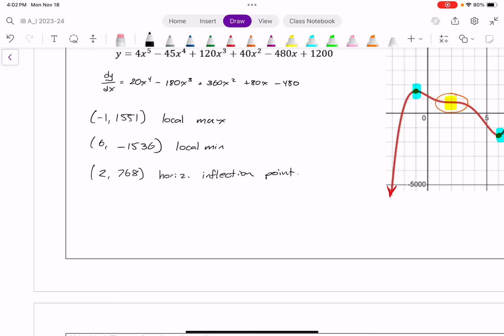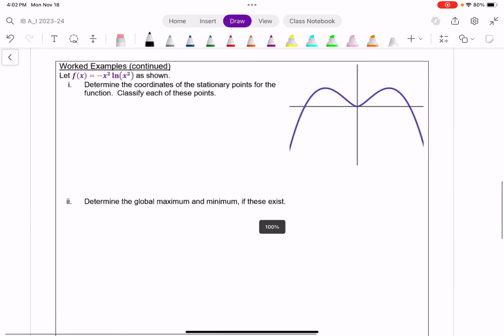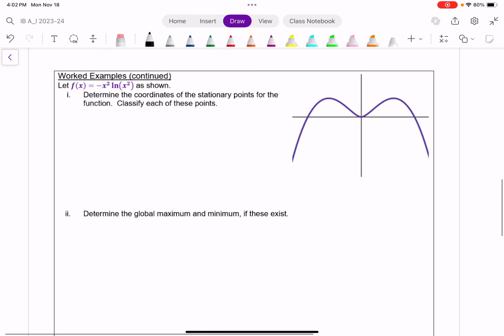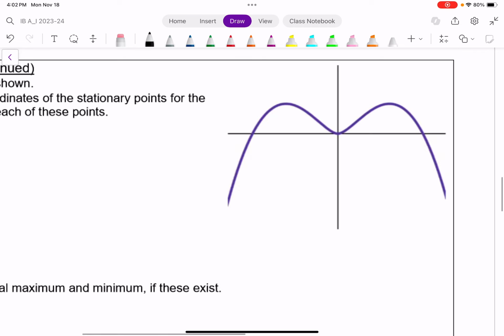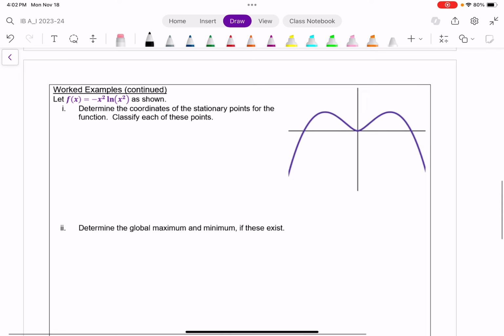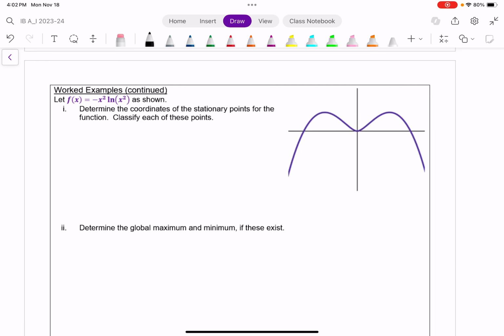All right. So next, I have this function here. I've called it f of x. It's negative x squared times the natural logarithm of x squared. So we have a quadratic function inside a logarithm being multiplied to another quadratic function. But we got this sort of fairly pleasant M-looking shape here. I want to find the coordinates of all the stationary points.